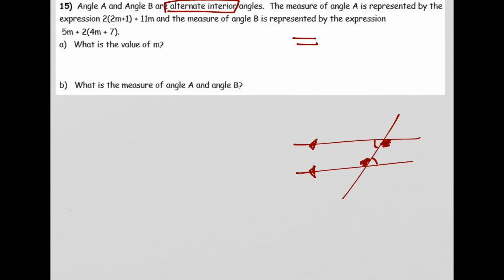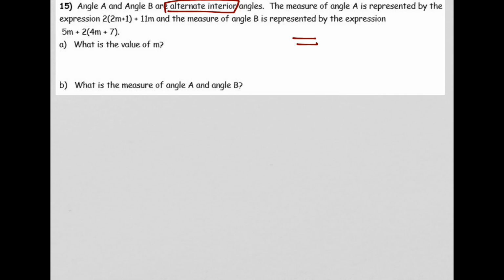If it had said complementary angles, I wouldn't have made them equal. I would have added them together and said that that was 90 degrees. If it had told me that they were supplementary angles, I would have added them together and made them equal 180. So remember, the ones with the angles, you have to decide which kind it is by the vocabulary.